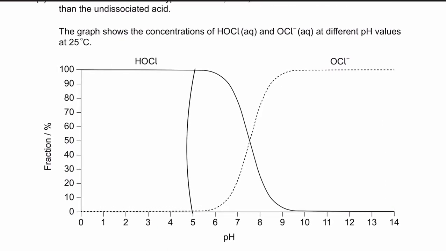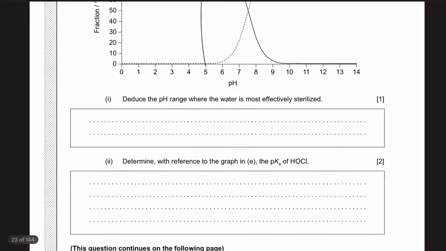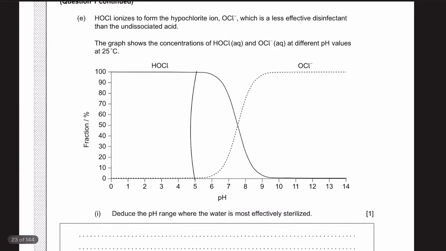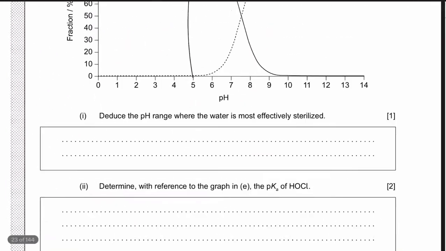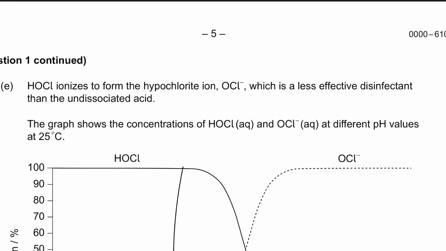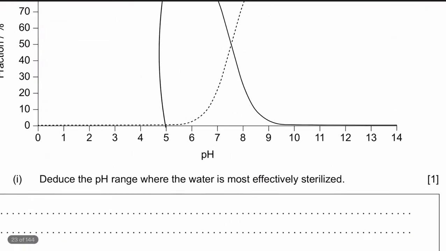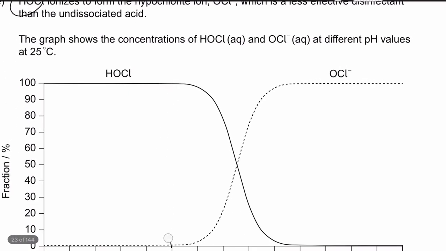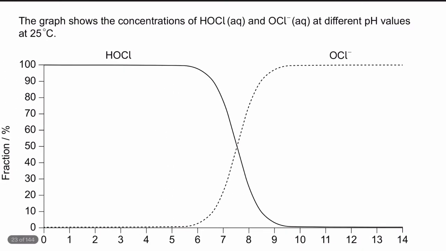Graph shows the concentrations of HOCl and OCl minus at different pH values. Deduce the pH range where water is most effectively sterilized. As you see here, we basically want to have the highest concentration of HOCl, right? Because that's the concentration where it is most effectively sterilized. So let me just erase this. We're looking for when HOCl is maximum, which is here. It starts dropping off around here.